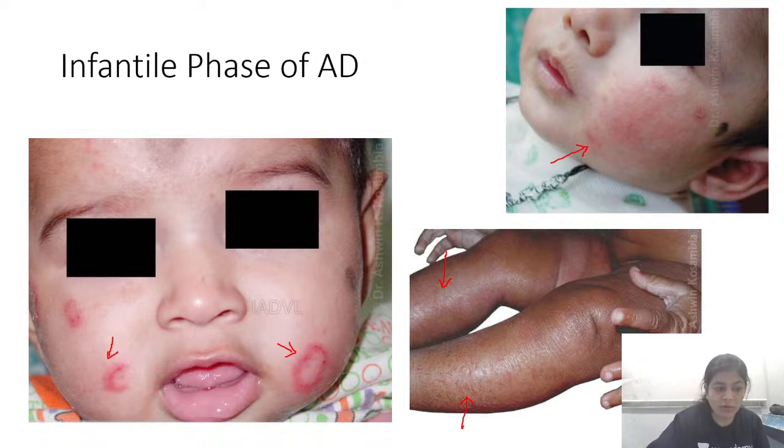This is a very, very important image because this has come as an MCQ as well. They may give you an image of an infant with an eczematous patch over the face. They will give you a history of recurrent cough and colds in the family, or asthma or allergies in the family. So what is your diagnosis? This is nothing but atopic dermatitis in its infantile phase.